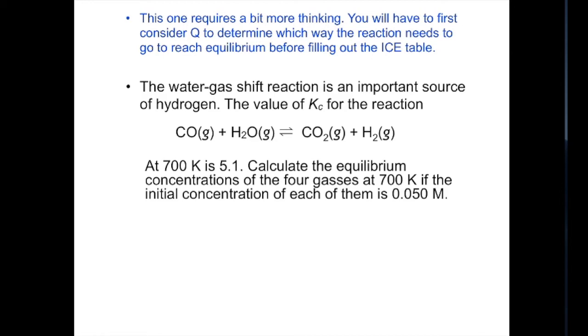If Q ends up being smaller than K, then the reaction will proceed in the forward direction. And if Q ends up being bigger than K, then the reaction will proceed in the reverse direction. So here we go. We're trying to figure out the equilibrium concentrations of the 4 gases, and given the initial concentration of 0.05 molar for each one of them.